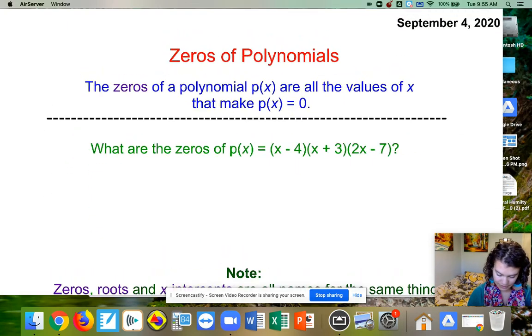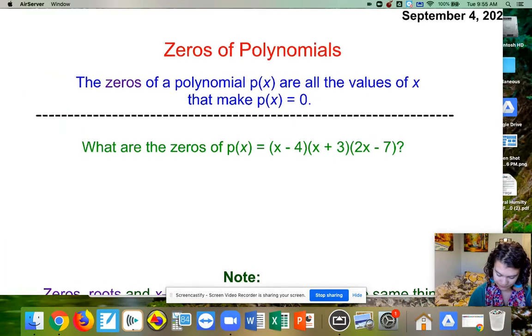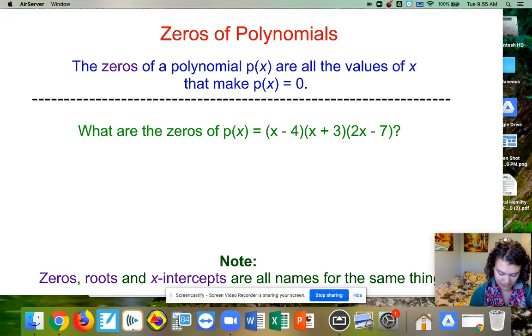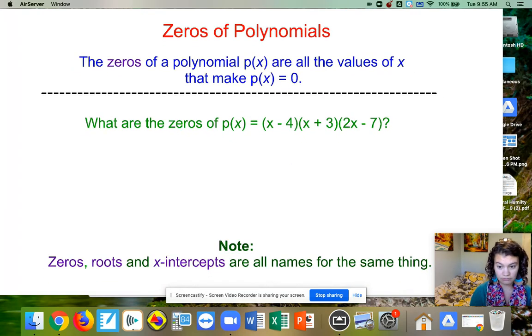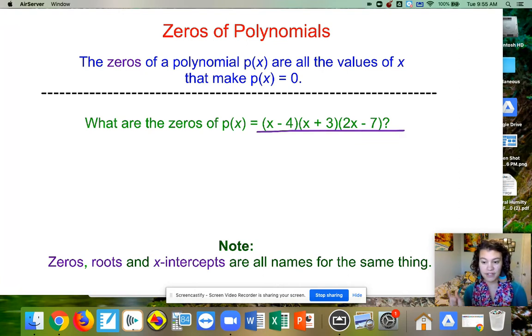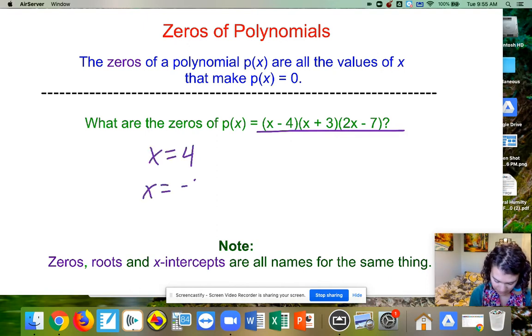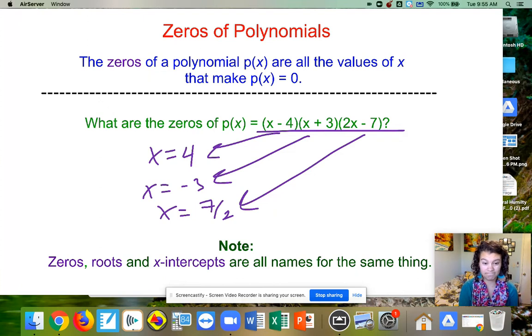All right, so some definitions here. Zeros of polynomials are all the values that make your function 0. So exactly like they sound. So looking at this one, we want to figure out, what are the zeros of this? It's what makes each of those parentheses or parts of your factored out form 0. So when x is 4, x is -3, and x is +7/2 would be the zeros of this equation.